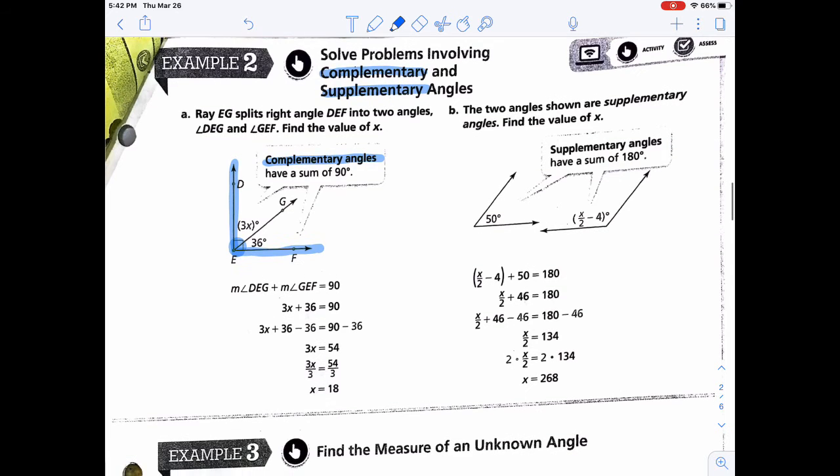So all they did was they took the two angles that made up this right angle. And again, you could have more than just two. But we had DEG and GEF equal to 90. And then they solved an equation and they should have gotten x is equal to 18. Same idea over here on the right. They just added up the two angles and they set it equal to 180 because supplementary angles have a sum of 180. So the only difference here between everything else we've been doing is complementary adds up to 90, supplementary adds up to 180.